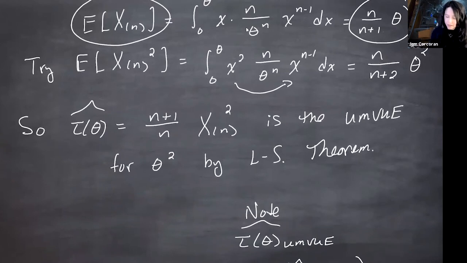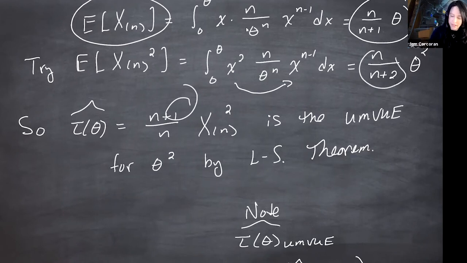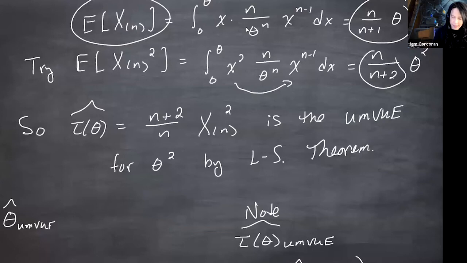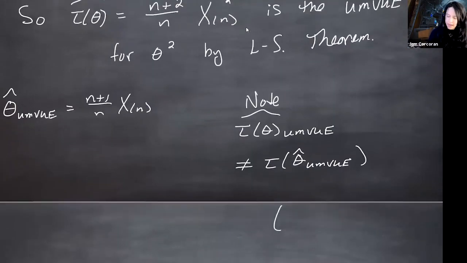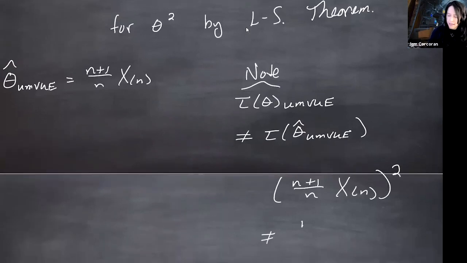Wow, I thought I didn't flip it, but yeah, this should be a 2. I was just trying to move this to the other side and failed miserably. But the UMVU for theta is n plus 1 over n times the maximum. And if you square that, you do not get n plus 2 over n maximum squared.